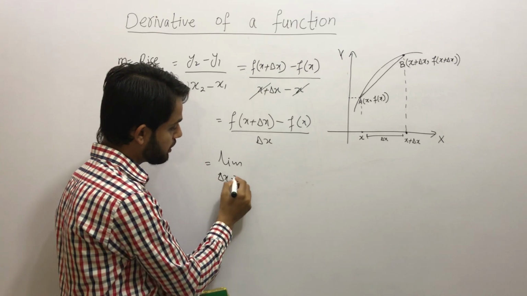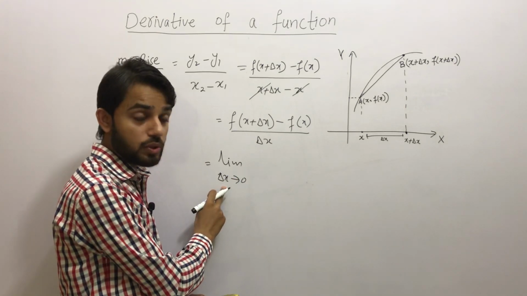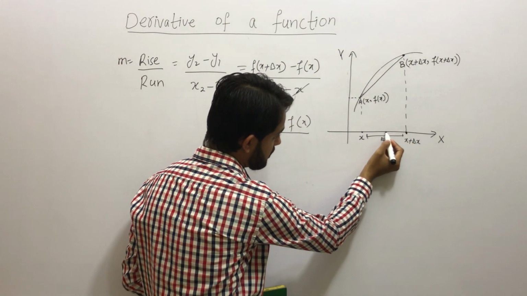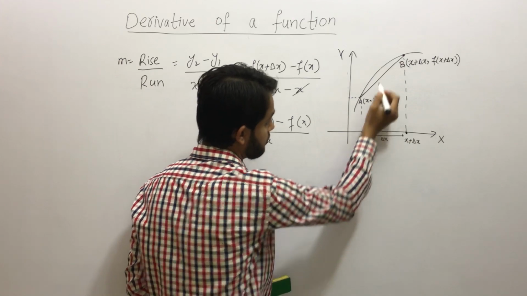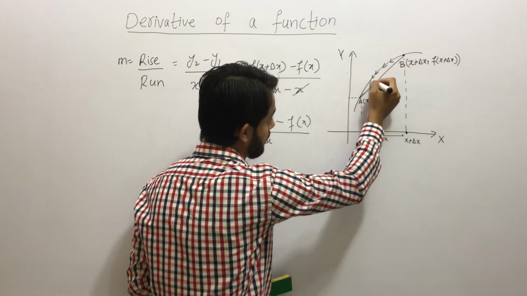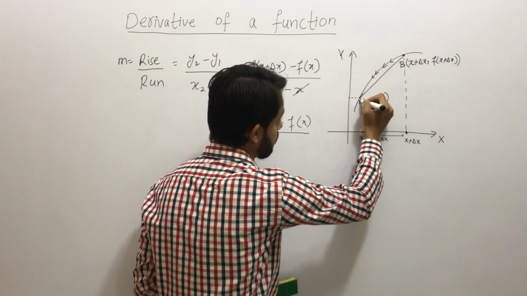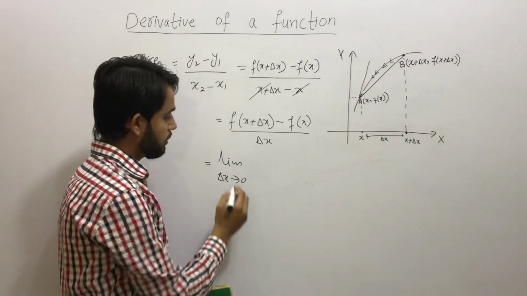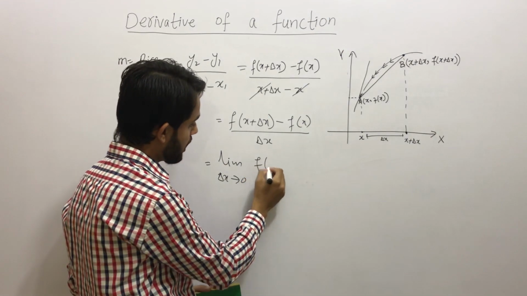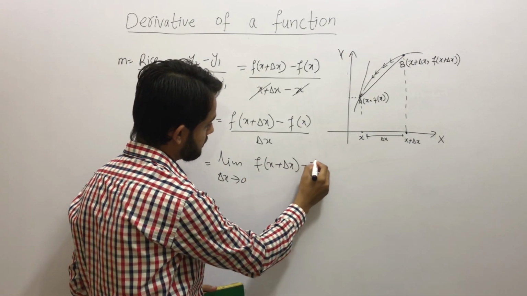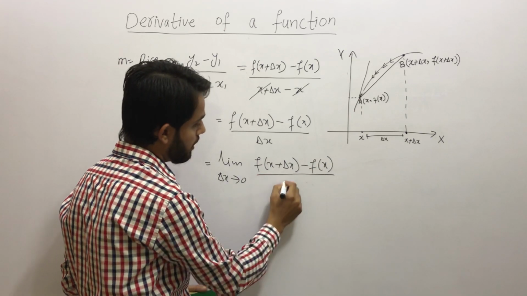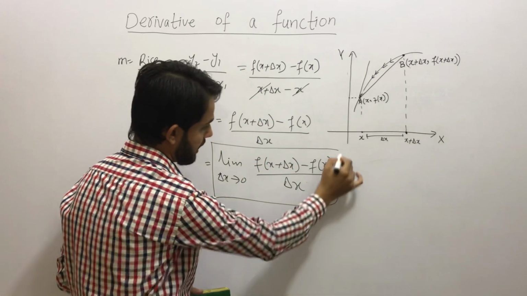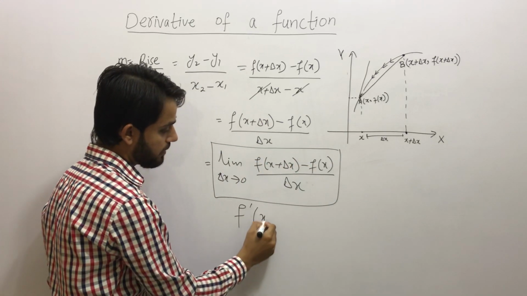Okay, now to find the slope at a particular point, we are going to take the limit as delta x approaches 0. What does it mean by delta x approaches 0? It means that this point is coming much closer to this one, so that this point will come over here. So the slope that we will have is somewhere, slightly like this. So limit delta x approaches 0, f of x plus delta x minus f of x over delta x. So now this all can be written as f prime of x.